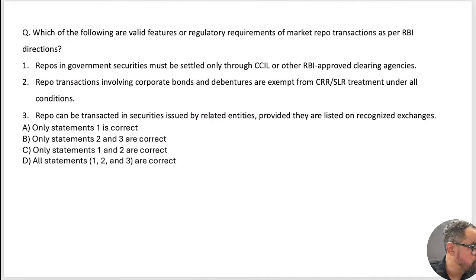Next one, the time limit for commercial paper is a minimum of 7 days and a maximum of 365 days, or less than 1 year, right? So CP is 7 days again. It was 7 days only, right?